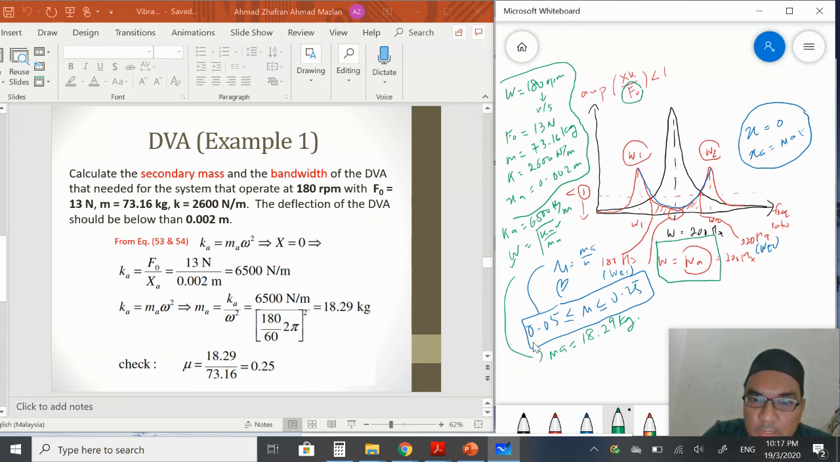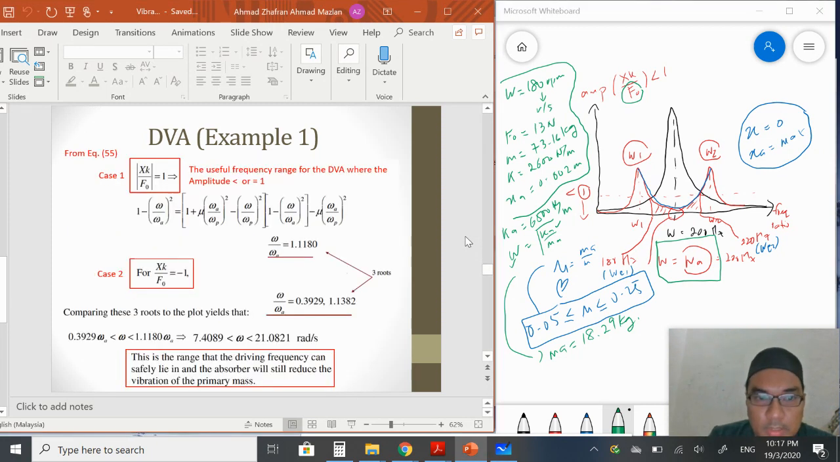So we have the effective frequency range of the mu must be from 0.05 up to 0.25. So now you get your value of 0.25, which means that your system of DVA is effective. Okay, so next is the calculation of the DVA for the frequency range. Now we want to determine the omega E1 and omega E2 here.